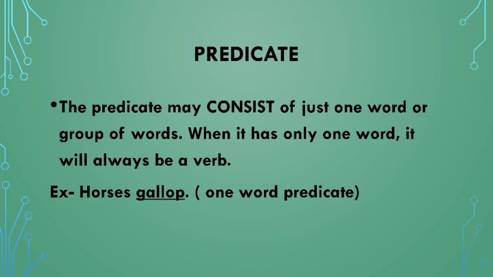Okay, let's talk about predicate now. The predicate may consist of just one word again or group of words, जैसे subject में था. Okay, when it has only one word, it will always be a verb. Like horses gallop, right? Horses gallop. So gallop is the action word, okay, which is verb. So it is having one word predicate. So whenever a predicate is having only one word, it will always be a verb.